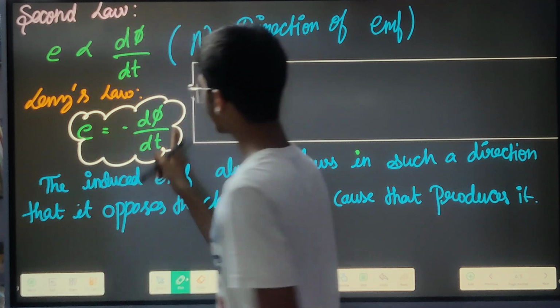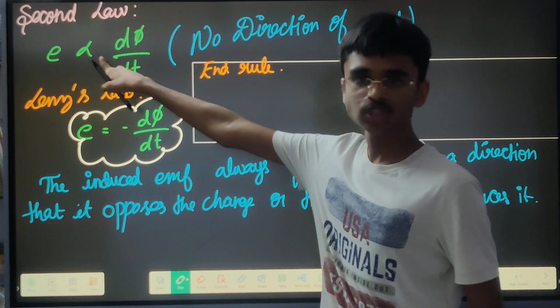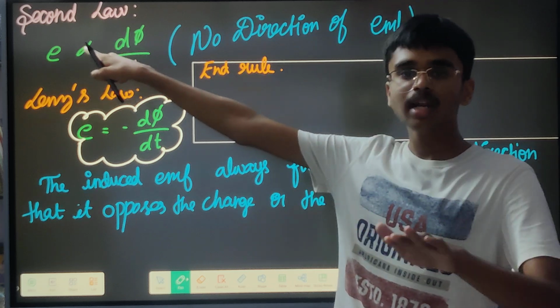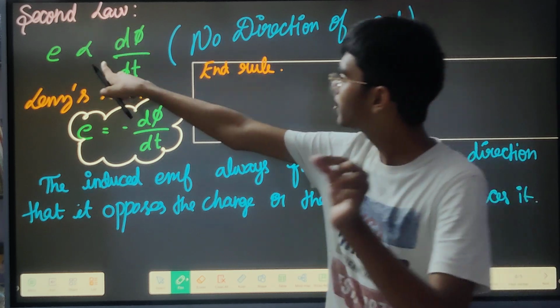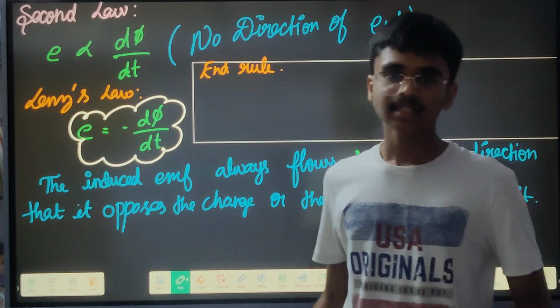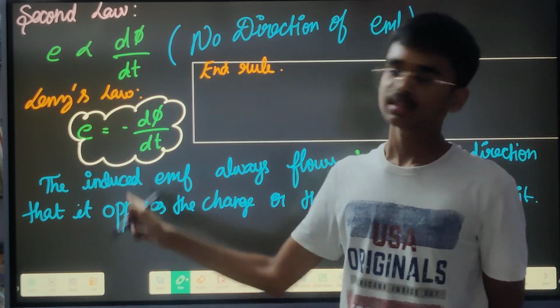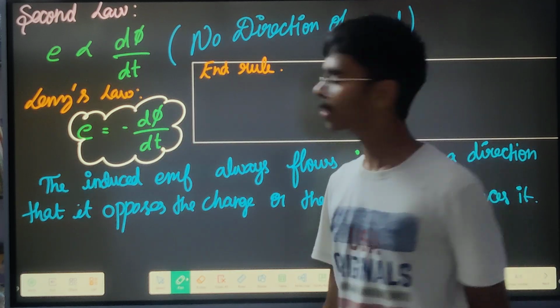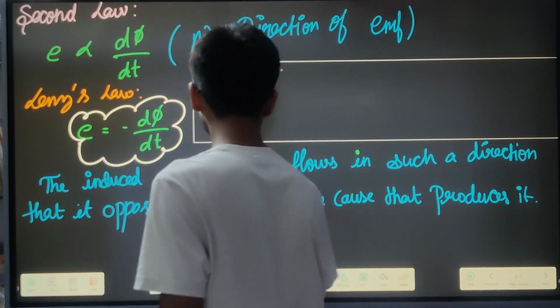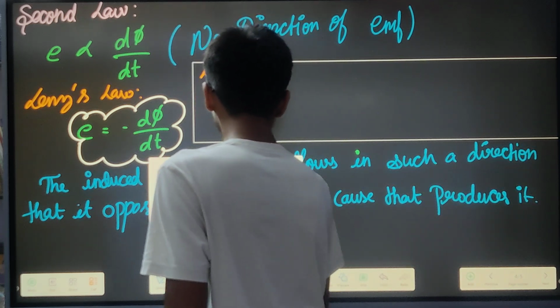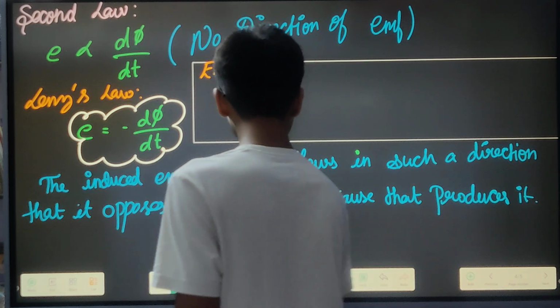And by the way, how did it come? Very simple. Here it is a proportionality symbol, right? To remove proportionality, you have to replace it by an equal to sign and a constant. And here that constant is -1. That is how we have got it from here to here. Now the end rule. What is the end rule? The end rule is actually very simple.